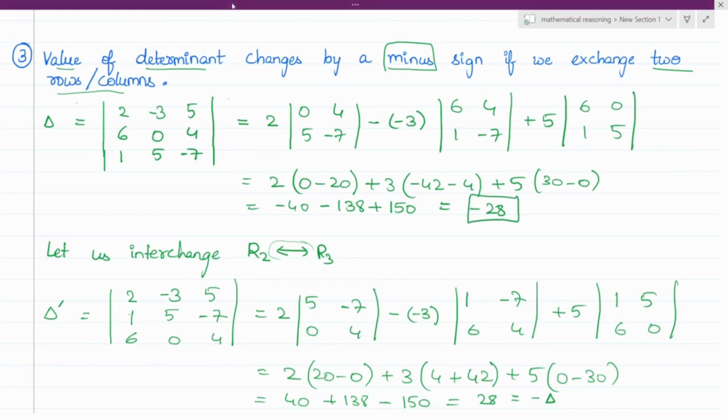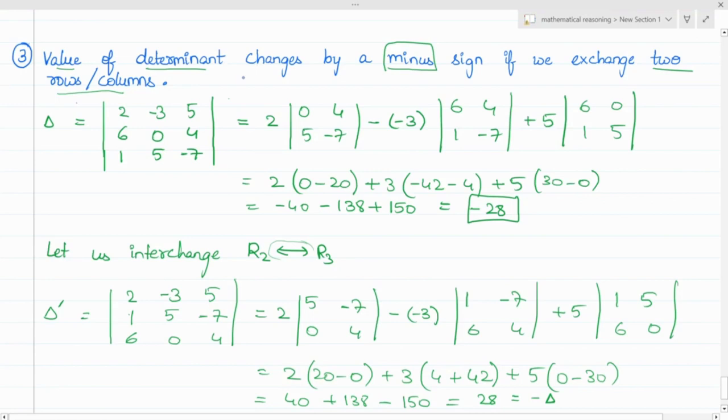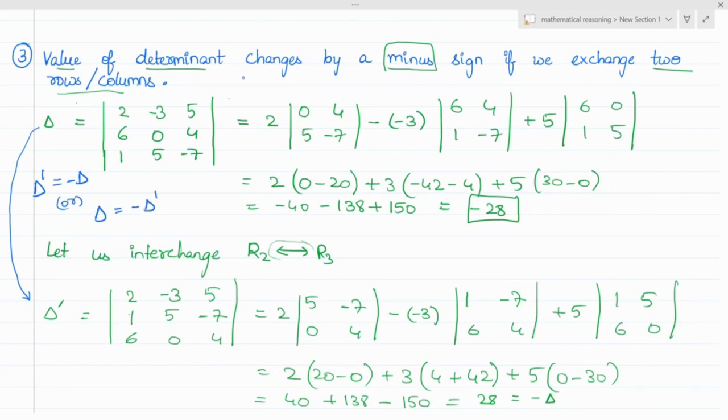So here, from property 3, we can prove that the value of the determinant is changing, by a minus sign. What is the relation between delta and delta dash? Delta dash is nothing but minus of delta, or delta is equal to minus of delta dash. Why is it changing and when? When you are interchanging these two rows, that is row 2 and row 3. You can also verify it by changing row 1 and row 2, or you can change the columns, that is C1 with C2, or C1 with C3, or C2 with C3. Anything you can change, but the answer you get will have a negative sign.